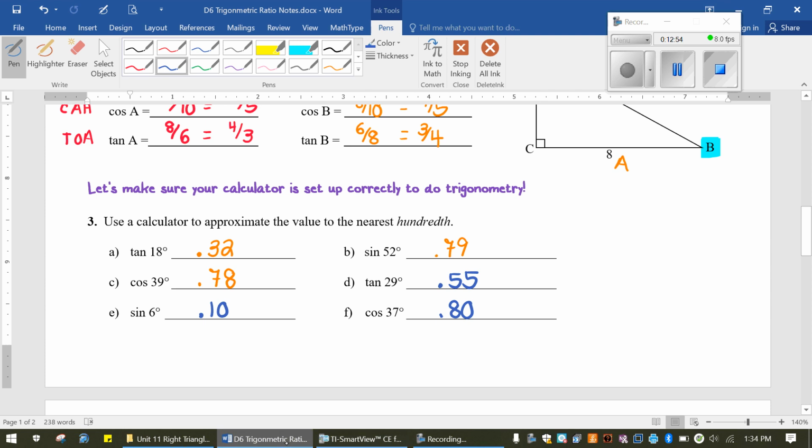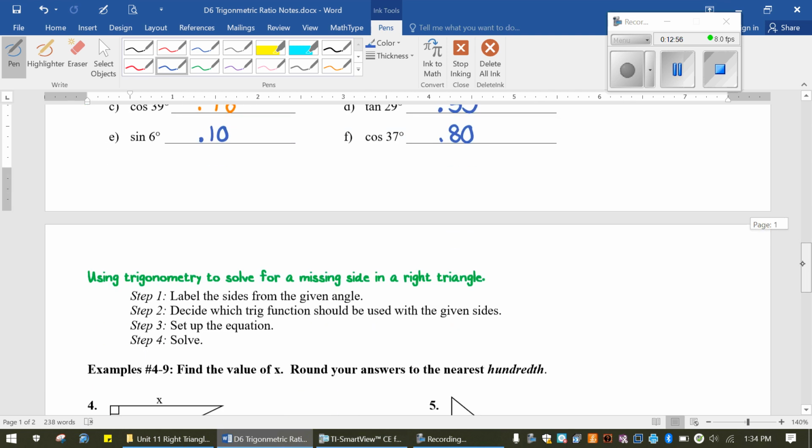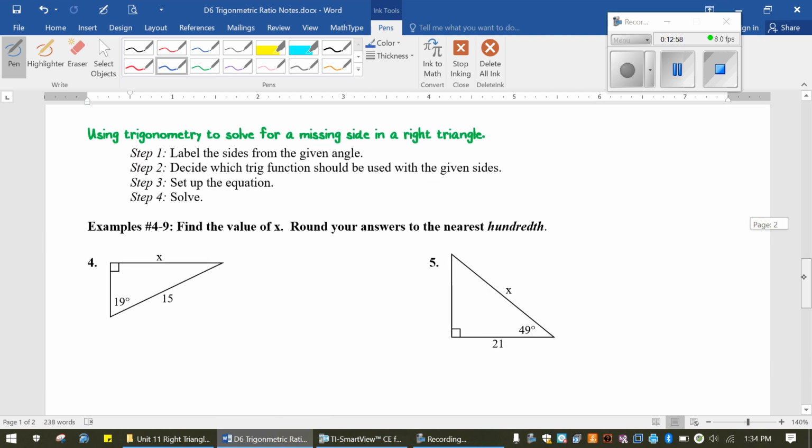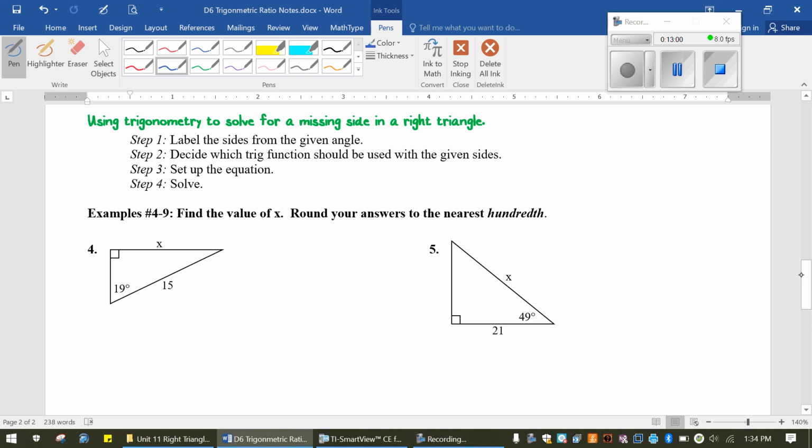Okay, moving on to the back where we're going to put this together. So we're going to use trig to solve for a missing side in a right triangle. In our previous sections, we learned about our special right triangles, our 45-45-90 and our 30-60-90. What happens if one of the acute angles is not one of your specials? You have to use trig.